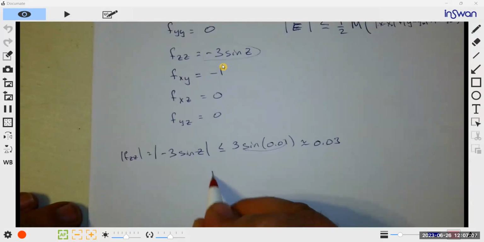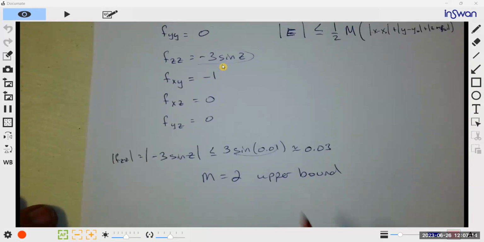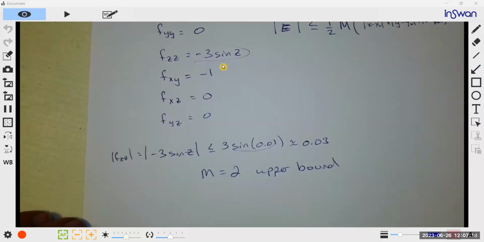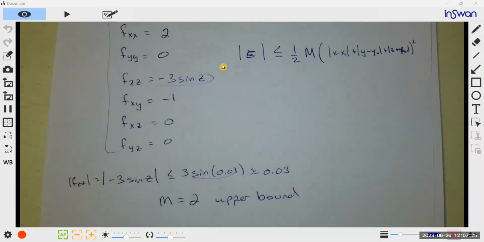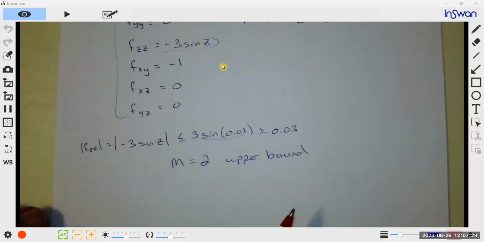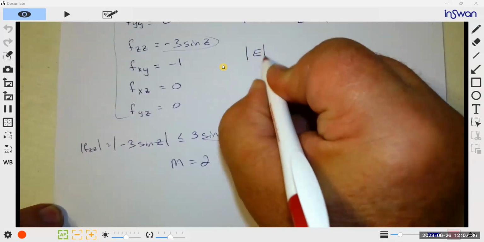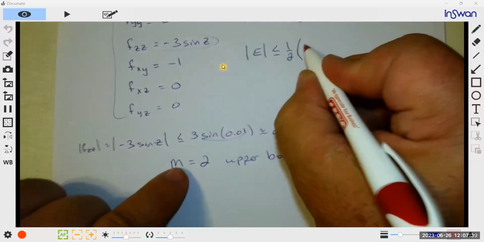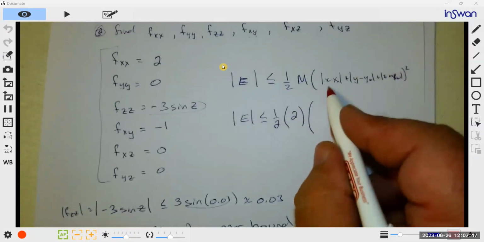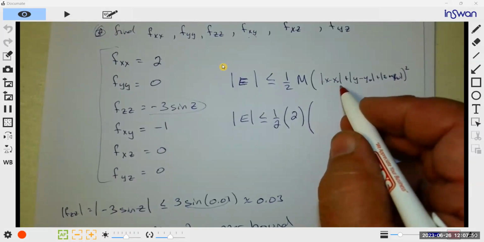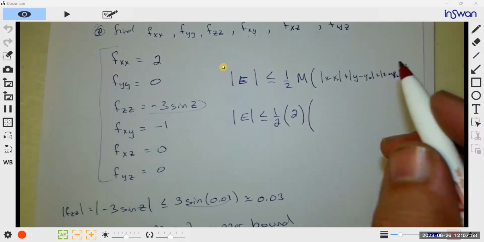And looking at those, if it was 6, we make it 6. If you look at this, look at the second derivatives and look at the largest value, because that will be the upper bound. So with this, now we go up here. M is 2.